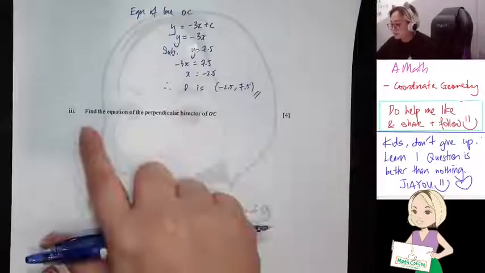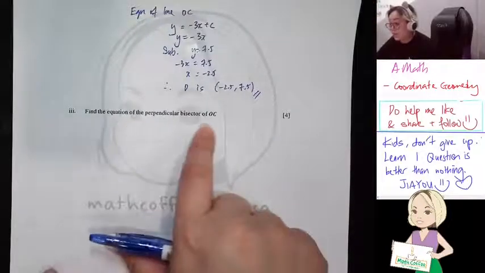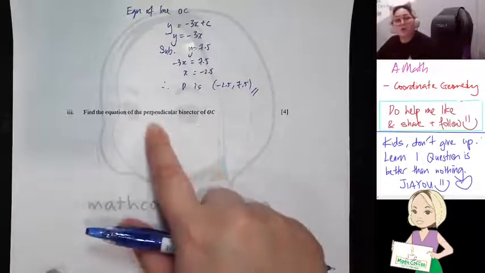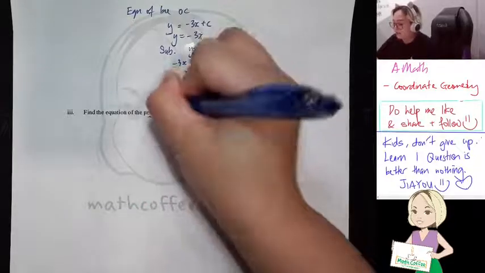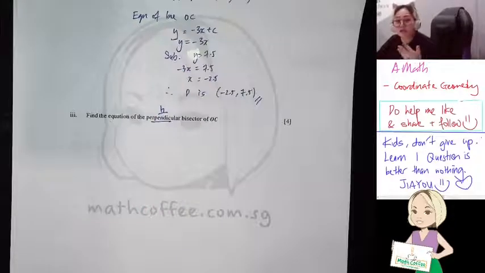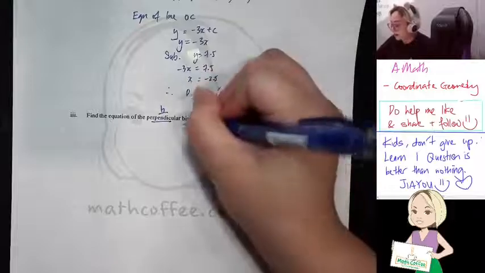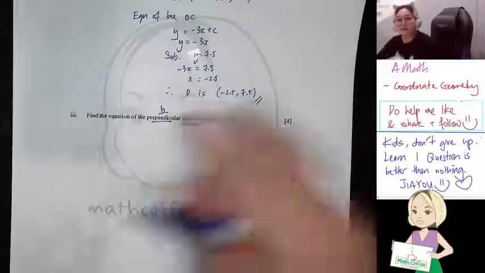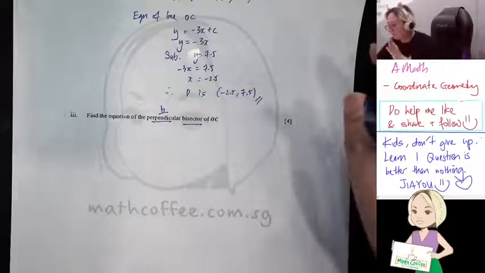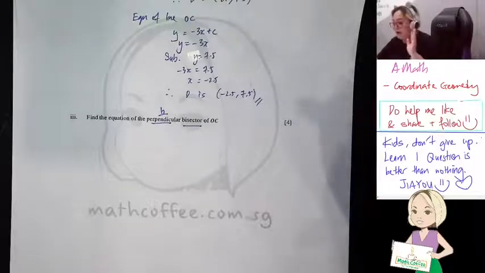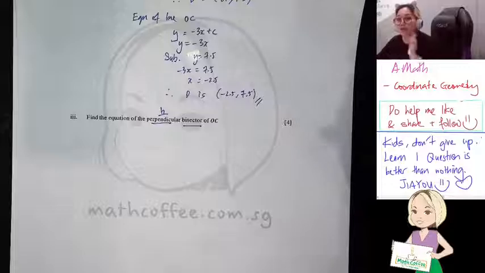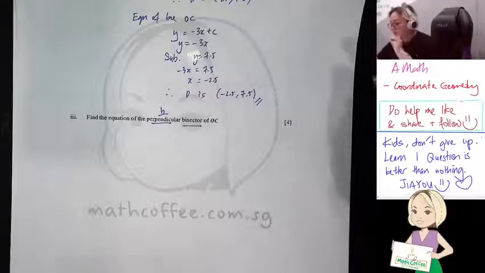Okay, next. They ask to find the equation of the perpendicular bisector of OC. So there are 2 properties here. First is perpendicular. Perpendicular means 90 degrees, m1 times m2 is -1. Bisector means the line cuts into half. So you need to take note. Sometimes they only mention perpendicular to OC. Sometimes they mention perpendicular bisector, so you need to be very careful to take note of the words.